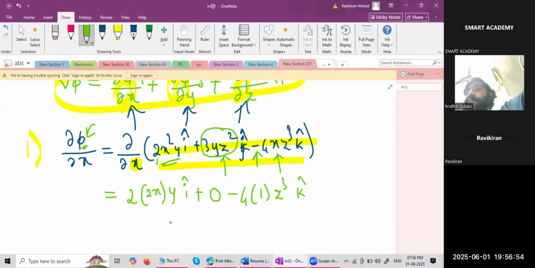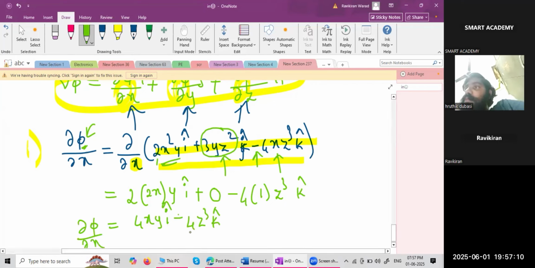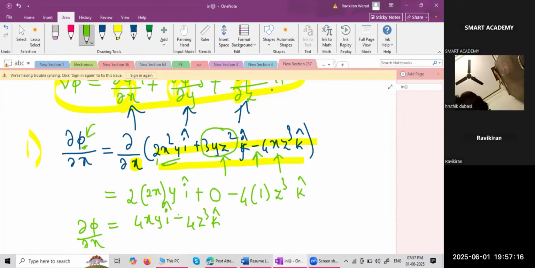k cap. What is the final answer? 2 into 2, 4xy i cap, minus, this one is 0. Leave it. Minus 4 into 1, 4z cube k cap. This is what? ∂φ/∂x. Clear? Can I do directly here in each term?